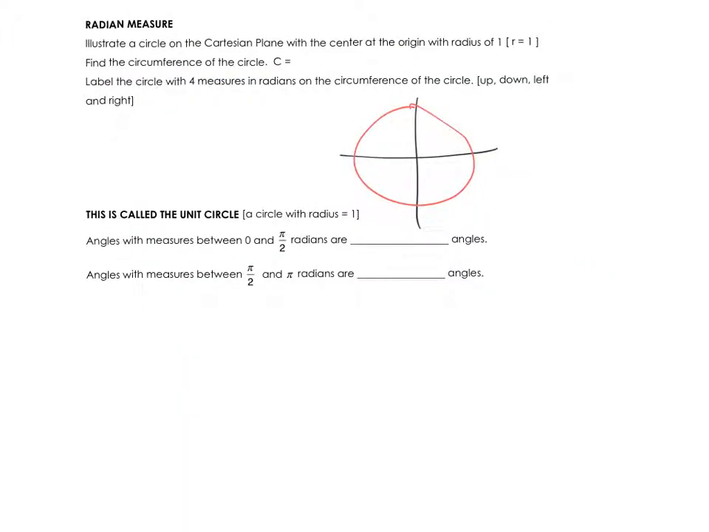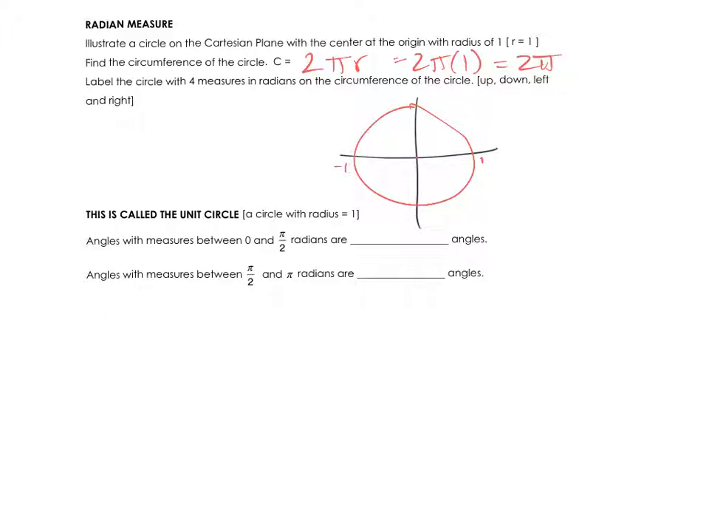When we talk about radian measure, we're going to draw a circle on an XY Cartesian plane with the center at the origin and a radius of 1. So this point here is at x equals 1, and here it is x equals negative 1. Because the circumference is 2 pi r, if the radius is 1, then in this case, our circumference is just 2 pi times 1, or 2 pi.